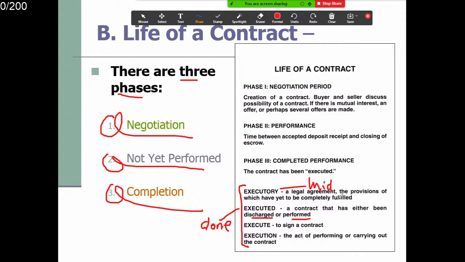Execute is to sign a contract. So it's another verb for sign. Execute means a contract has become valid, okay? All parties have signed as an executed contract. To execute, okay? Not executed, execute. Execution is the act of performing or carrying out the contract.